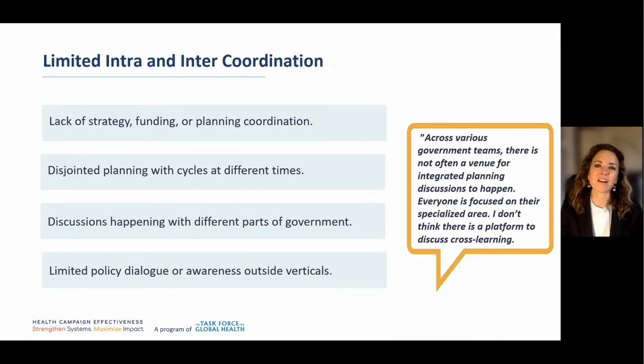This theme is on lack of coordination, intra and intercoordination. Global partners do not coordinate their strategies, align funding streams, or create plans that enable coordination downstream. There's disjointed planning with cycles happening at different times across programs and partners. And discussions about campaigns are happening with different parts of government, sometimes overlapping, sometimes not. And there's really limited policy dialogue or awareness outside individual verticals in many countries.